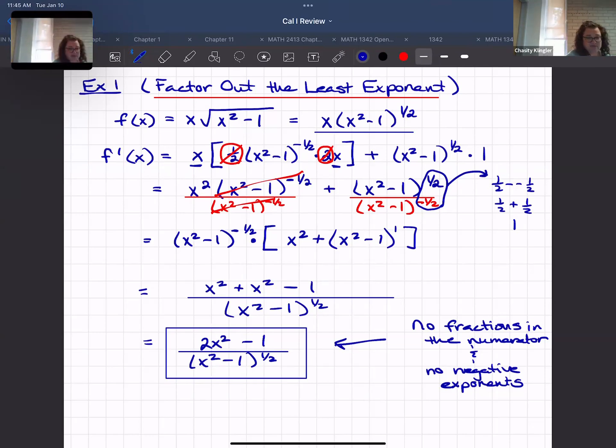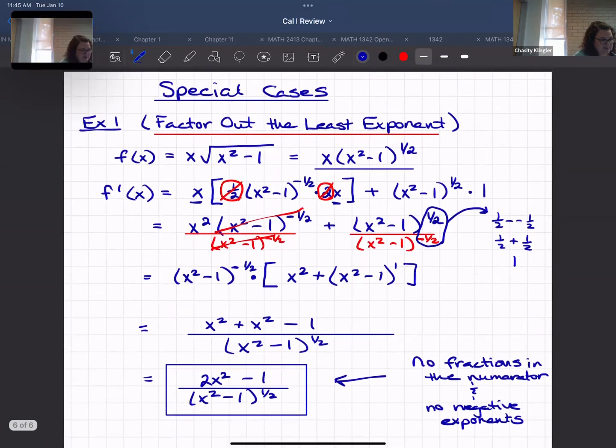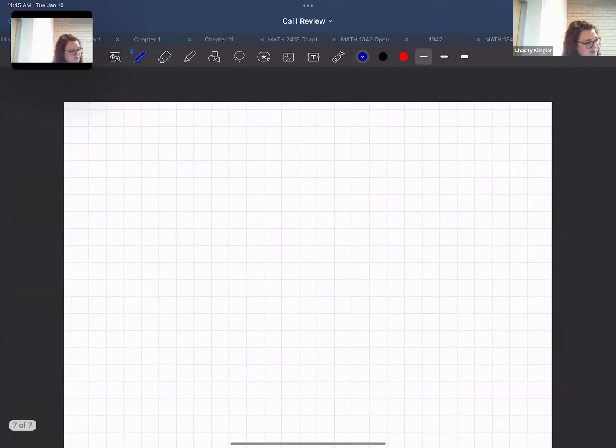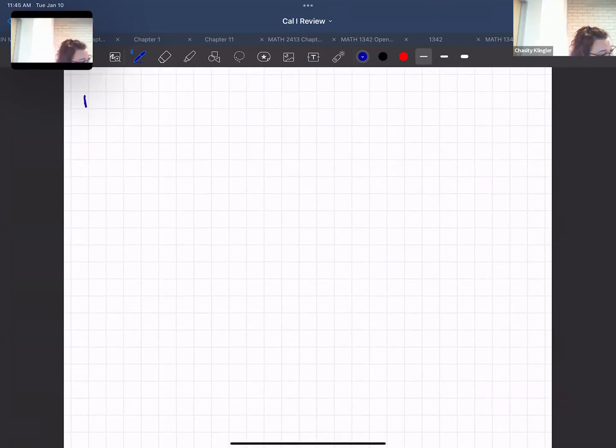Okay, so let's finish. You might could finish on that page, but I'm writing too big. An implicit differentiation example.